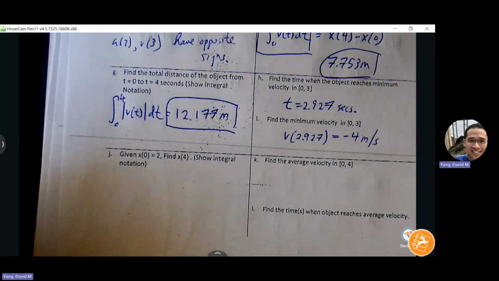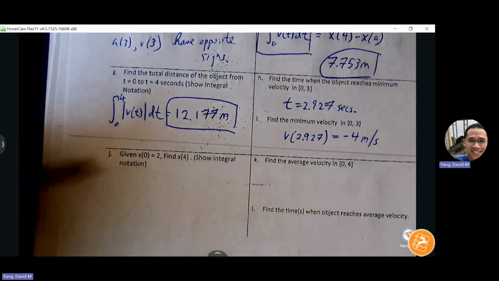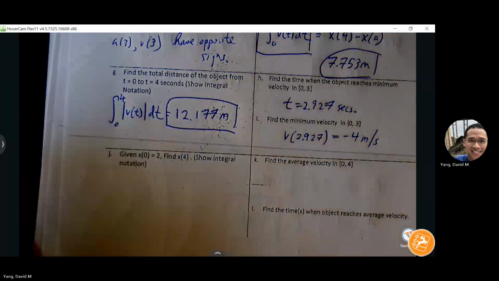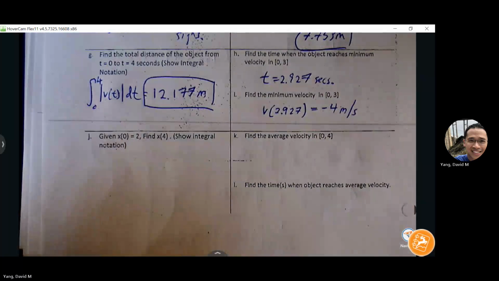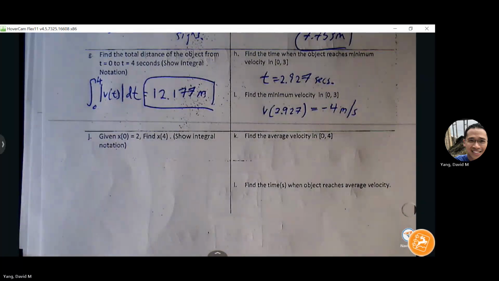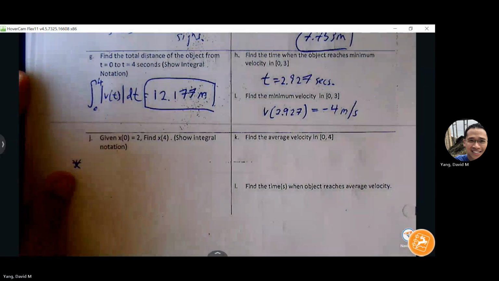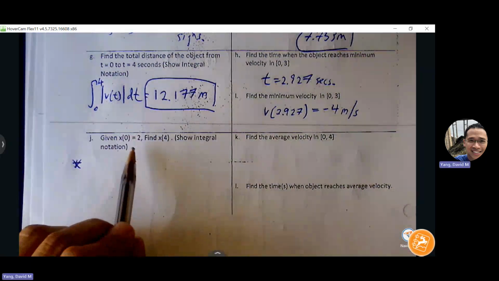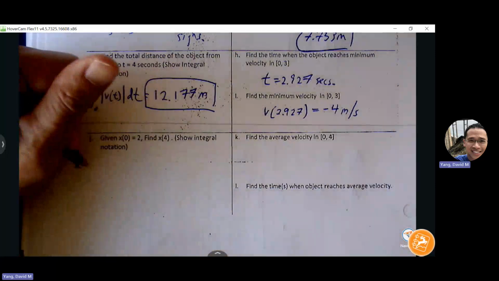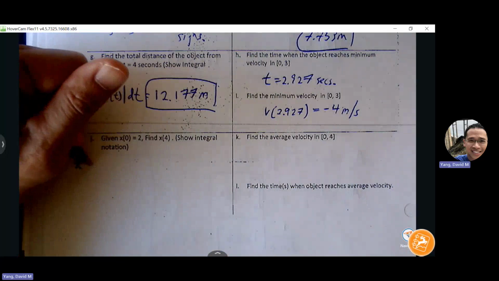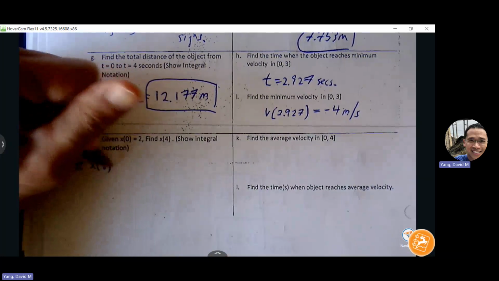Okay, given x of 0, find x of 4. So this is the first theorem. Given the starting position, find your ending position. So we know this is really a rearranging of the first theorem, but in a form that is helpful for particle motion.